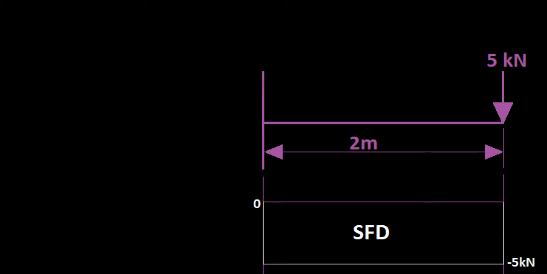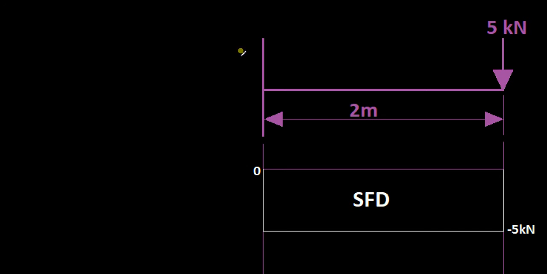So, shear force and bending moment diagram for cantilever beams. What is a cantilever beam? A cantilever beam is one that is supported at only one end. As you can see here, this beam is rigidly fixed at this end, and it has a load of 5 kilonewton applied at the very end of it. So it's a 2-meter beam acted upon by a 5 kilonewton load.